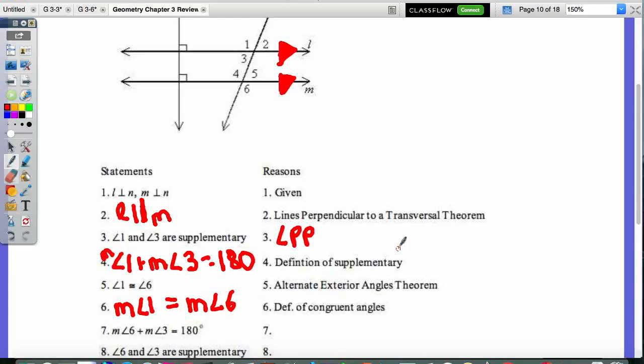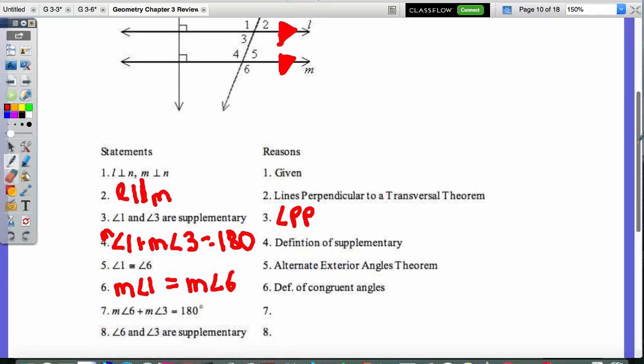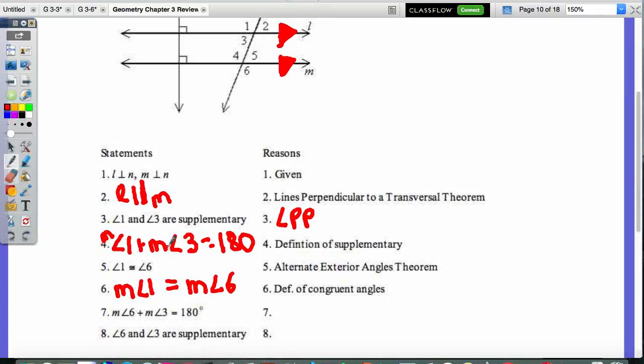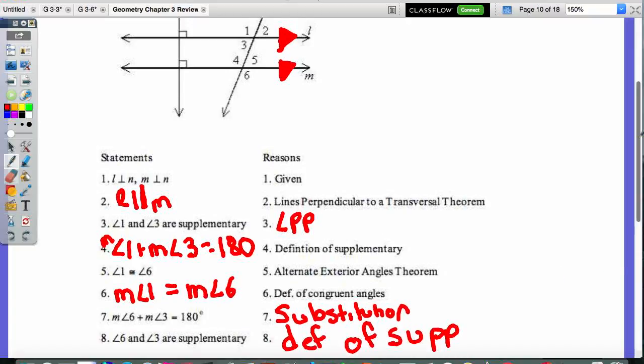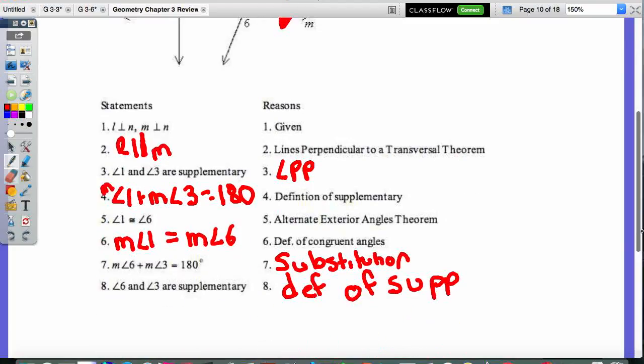That's definition of congruence. So now, we had the measure of angle 1 plus the measure of angle 3 is 180. We're taking out the measure of angle 1 and we're just putting in the measure of angle 6. That's substitution. And then since they add up to 180 degrees, they're supplementary. That is the definition of supplementary. And that is what we were asked to prove.